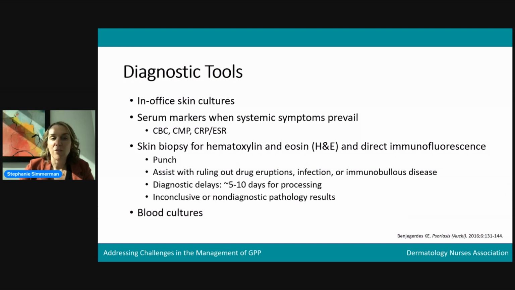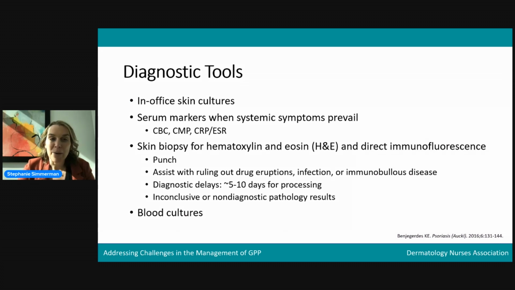And so using an in-office skin culture can be very effective to help make sure that this is just sterile pus and there's no bacteria. When we look at the serum markers, when the systemic symptoms prevail, you're looking at a CBC, CMP, and a SED rate or CRP for inflammation. Doing a skin biopsy, this is something that you're going to want to do a punch biopsy on. Some people, when you read the literature, will talk about doing a DIF. And the reason that they'll talk about this is sometimes if you're not confident in your clinical diagnosis and you want to ensure you're not overlooking something else, this helps give you some additional information to be able to treat this patient with greater confidence.